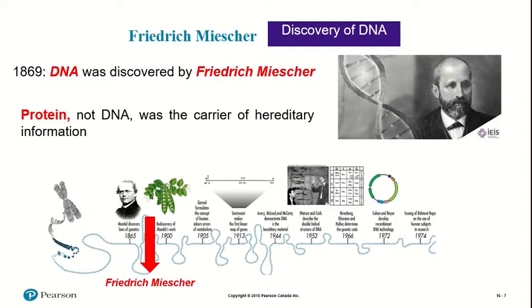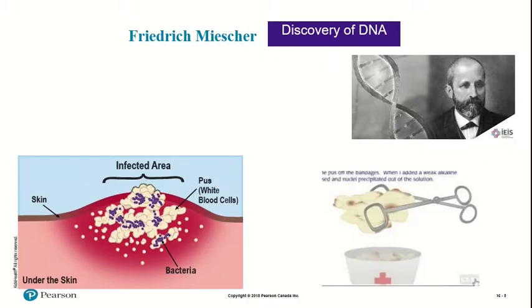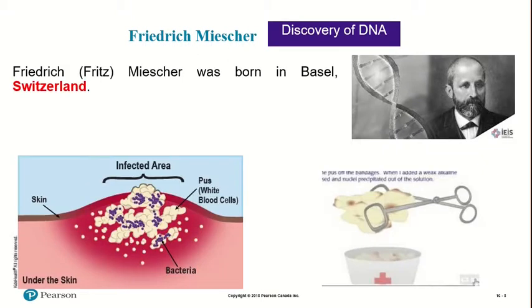proteins rather than DNA were considered the carriers of the hereditary information, and I will show you that for multiple decades, despite this discovery, most of the scientists continued to believe that protein, not the DNA, was the key molecule involved in inheritance. So a little bit of the life of this scientist. He was born in Switzerland and he wanted to be a priest, but his father opposed this idea and suggested he go to med school.